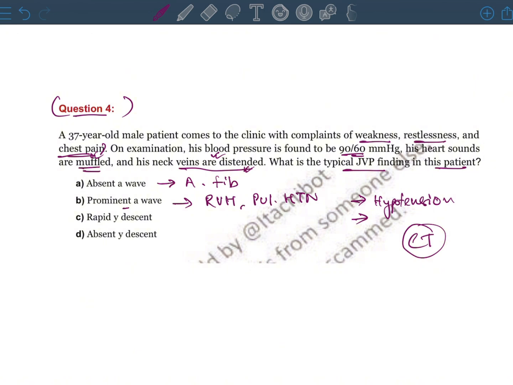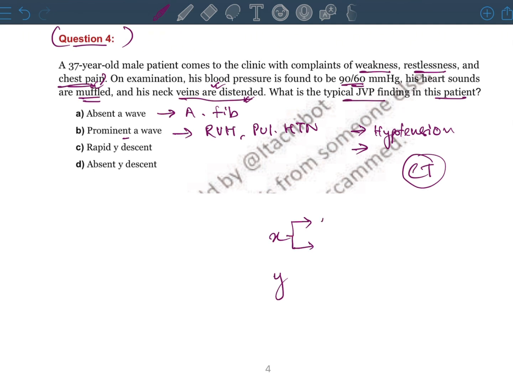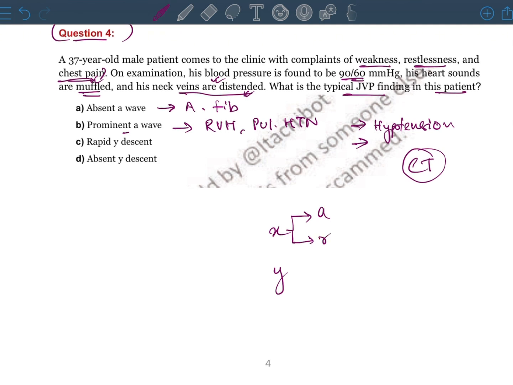Now you might get confused about what to do between X and Y. So the trick I gave you: write X first and then Y, as X comes first. What comes first, A or R? A, then R. With A you can write absent, and with R you can write rapid.